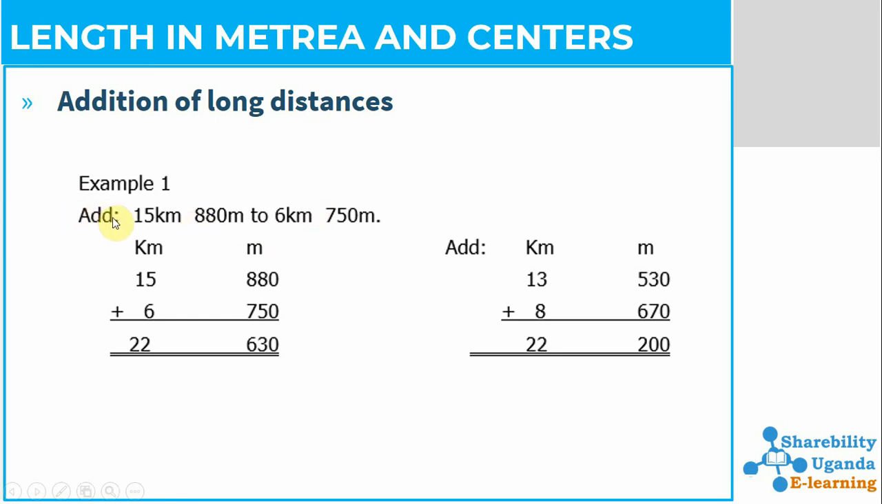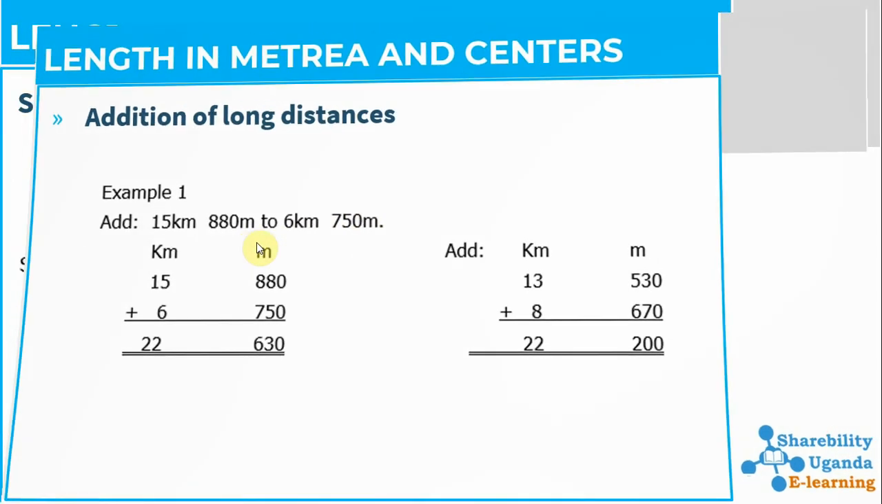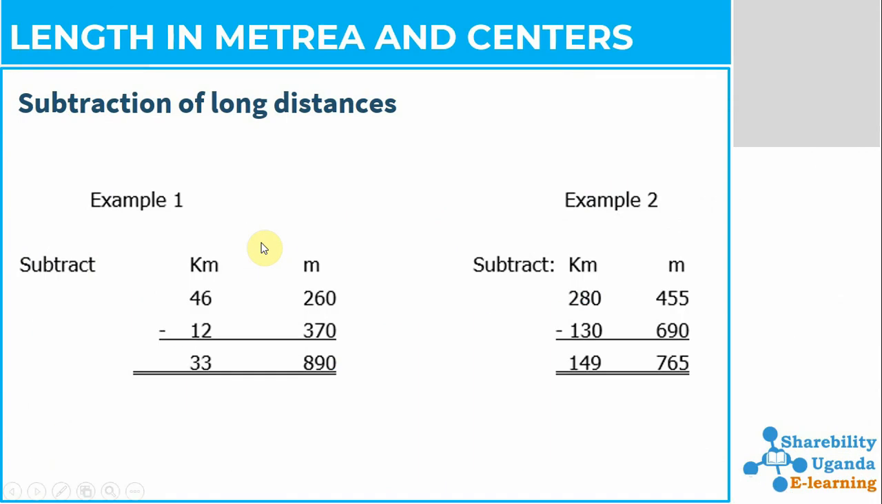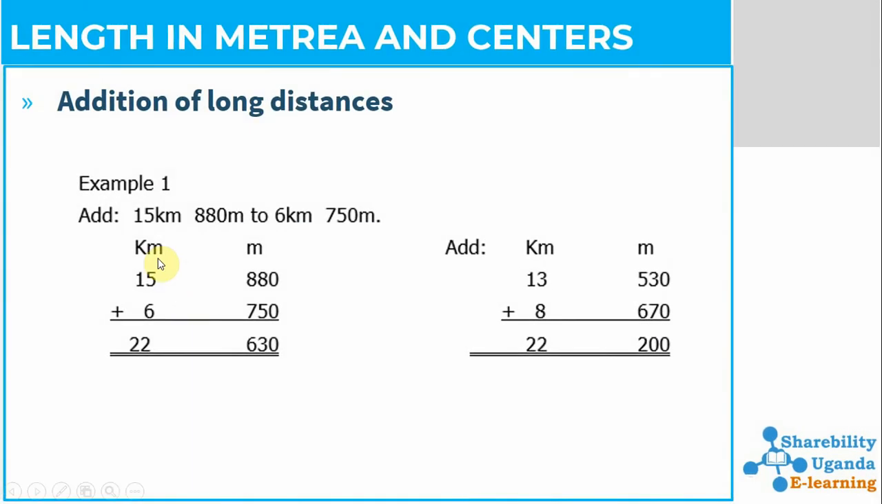Okay, so in our example here, we have been given a question. They are telling us to add 15 kilometers and 880 meters to 6 kilometers, then 750 meters. So as usual, we should arrange the kilometers to the corresponding kilometers, not a kilometer to a meter. Okay, so you can see here we arrange 15 kilometers, which is here.